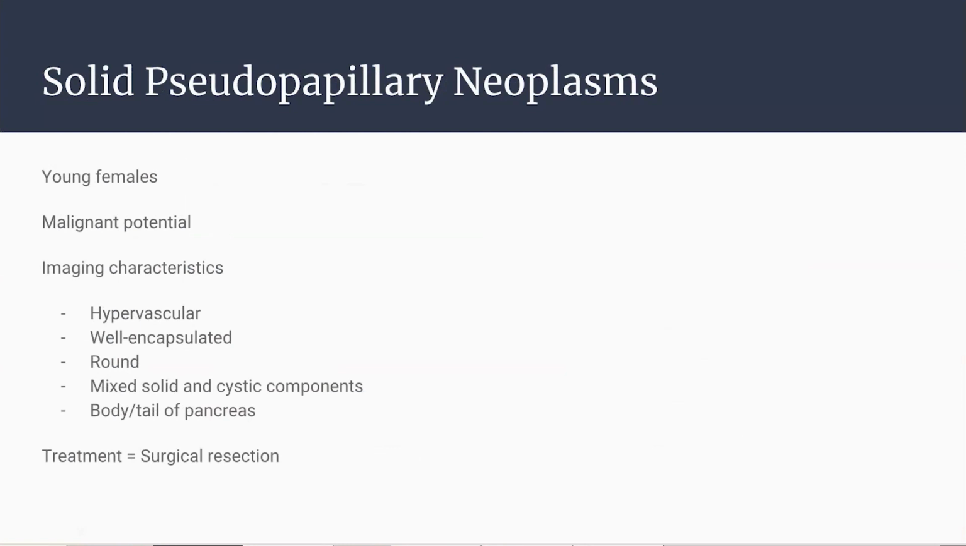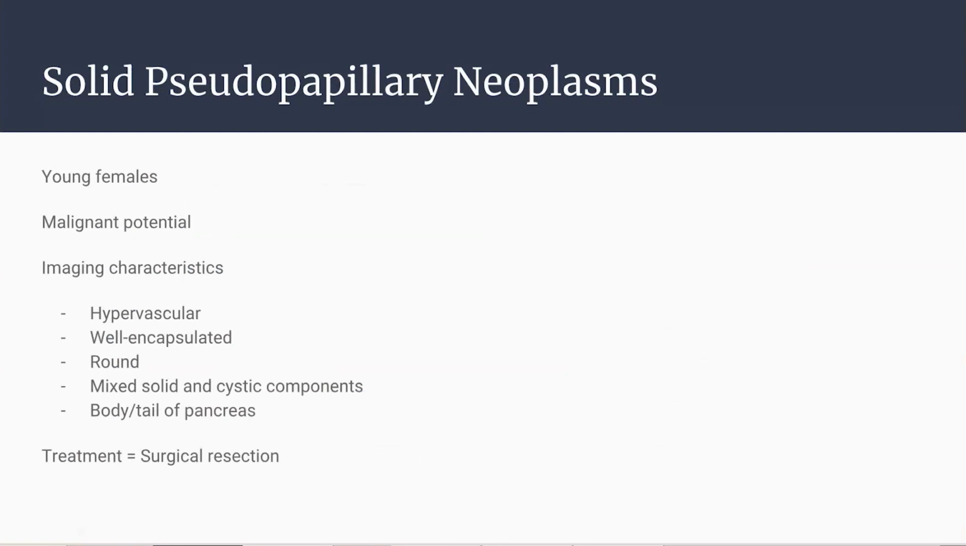On cross-sectional imaging, these appear hypervascular and well encapsulated. They are round, and they have both solid and cystic components. The solid and cystic components are due to the fact that they can bleed into the tumors. These are predominantly in the tail of the pancreas. They tend to grow and can cause mass effect on surrounding structures.